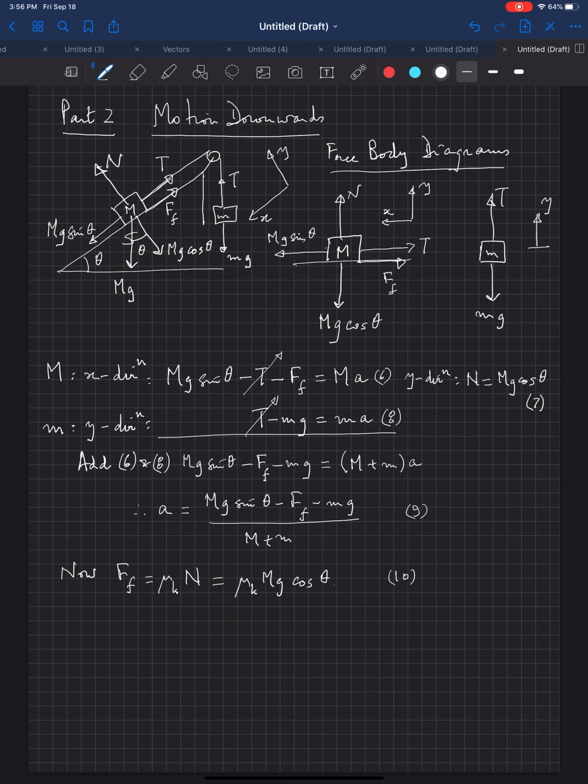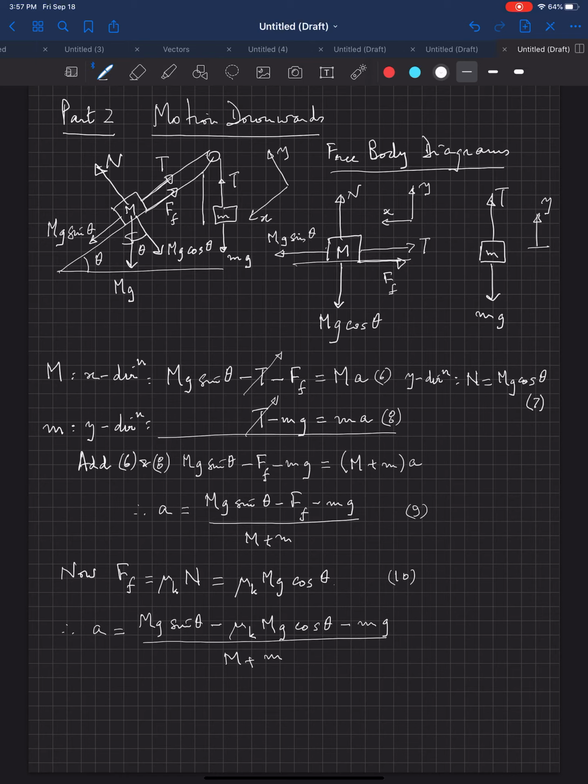And now if I substitute this Ff into 9, I get, so I'll say therefore A equals, let's see, mg sine theta minus Ff. Ff is mu k mg cosine theta, minus small mg, all divided by M plus m.